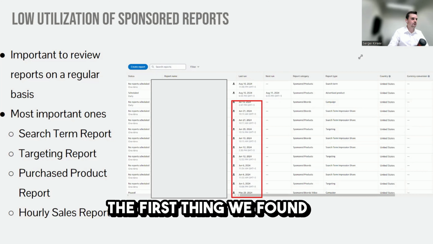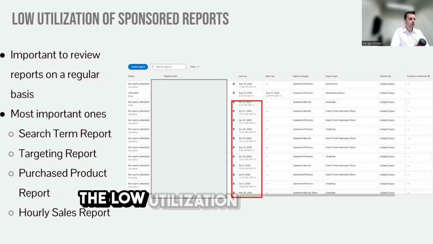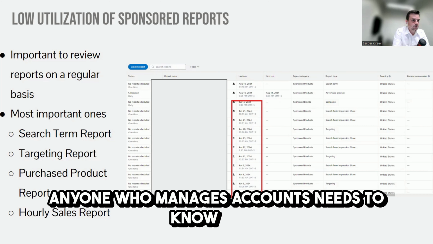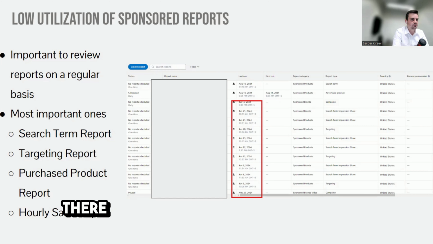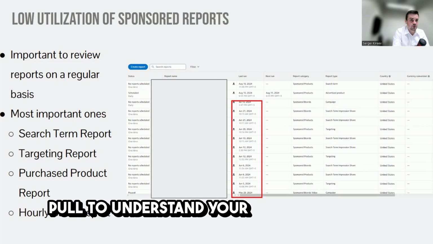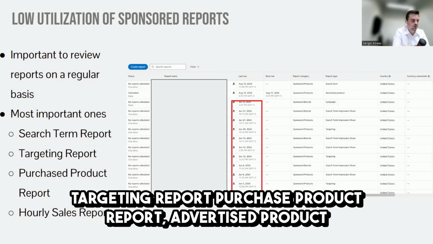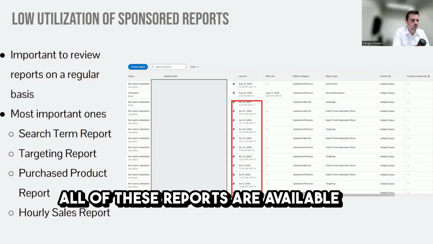The first thing we found in this account, which was quite interesting, is the low utilization of sponsored reports. Anyone who manages accounts needs to know what happens on the underlying levels of search terms. There are other reports that you can pull to understand your data better, like the targeting report, purchased product report, advertised product report, and hourly sales reports. All of these reports are available and super important.